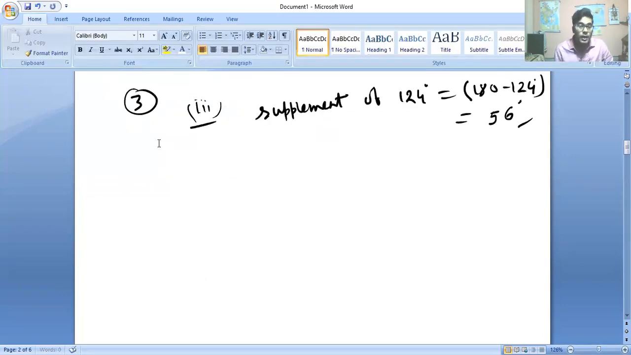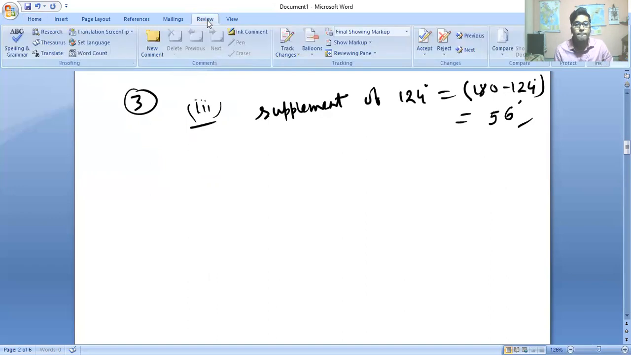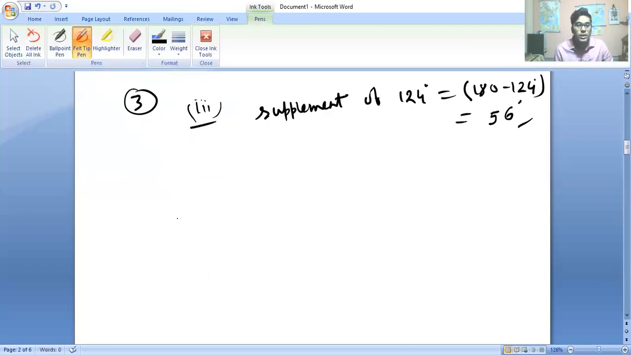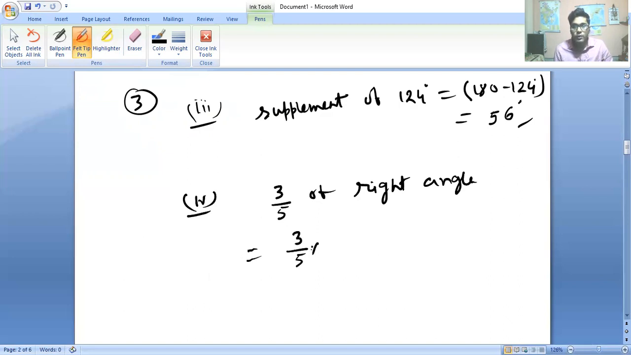Okay. Now find 3/5 of right angle. Suppose we are doing the 4. So we have 3/5 of right angle. So at first let us find 3/5 of right angle. So 3/5 into 90 degrees. So we have 54 degrees. So easily you can find.